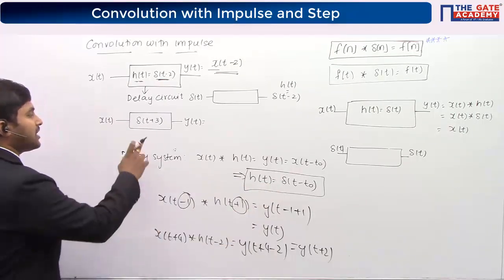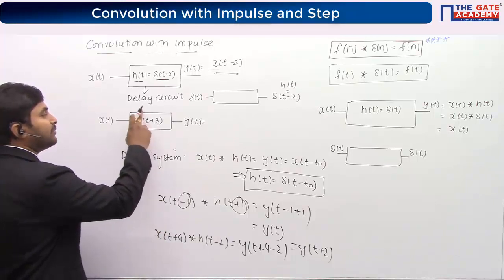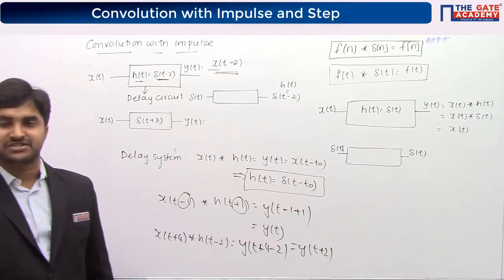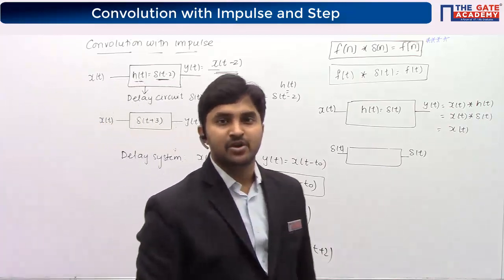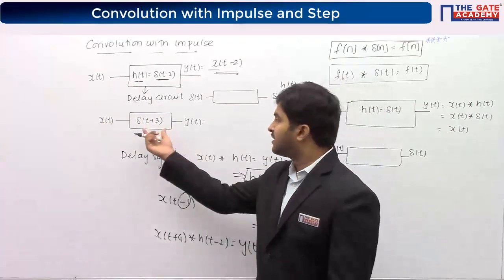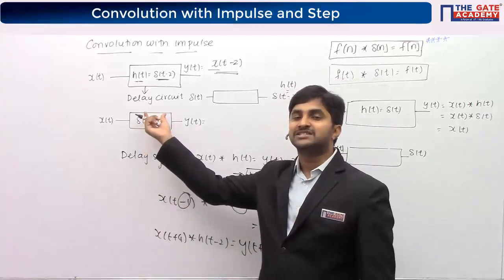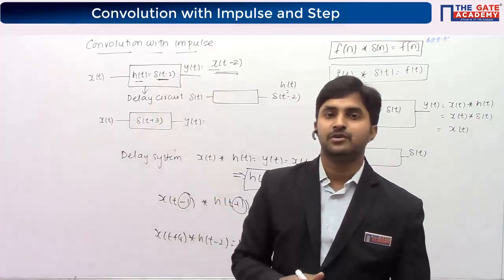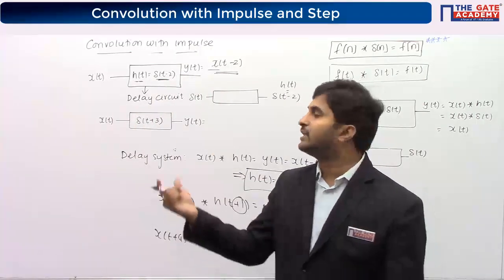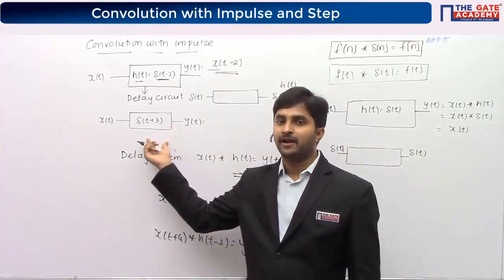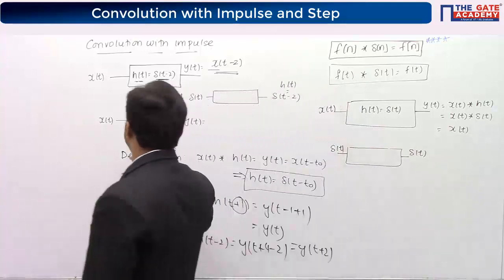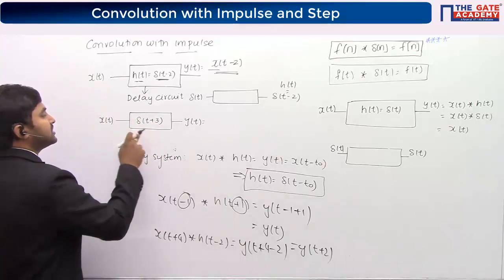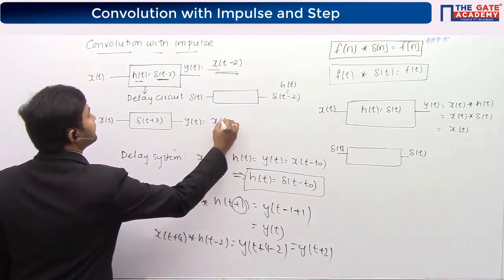In the same way, here I am representing my system with del of t plus 3. The only thing that can represent a system is nothing but your impulse response. If you want to represent your system using something, that something will be the impulse response, right? So if you are having del of t plus 3 as your impulse response, then the output will be x of t plus 3.